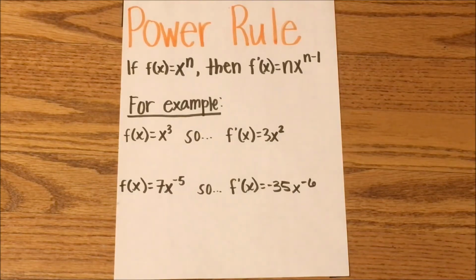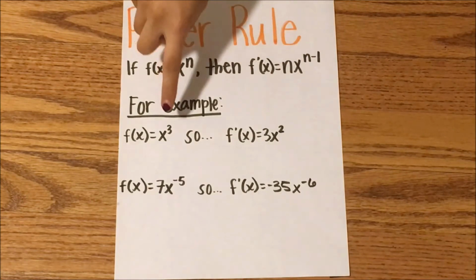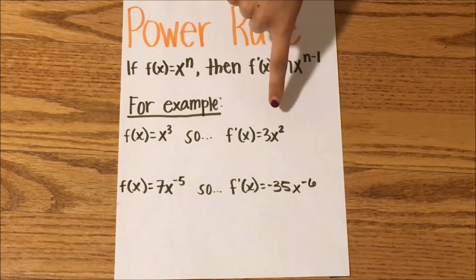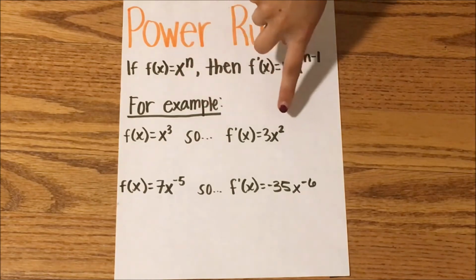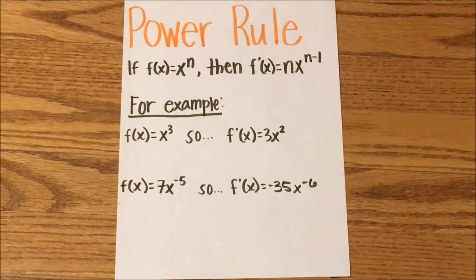To use the power rule, you take your primary function, which in this case would be f of x equals x to the n power, and to get the derivative of that, you multiply by n and then subtract your power by 1. So I got the derivative by bringing down the exponent and multiplying it, and then subtracting the original exponent by 1. So my final derivative would be 3x to the second.